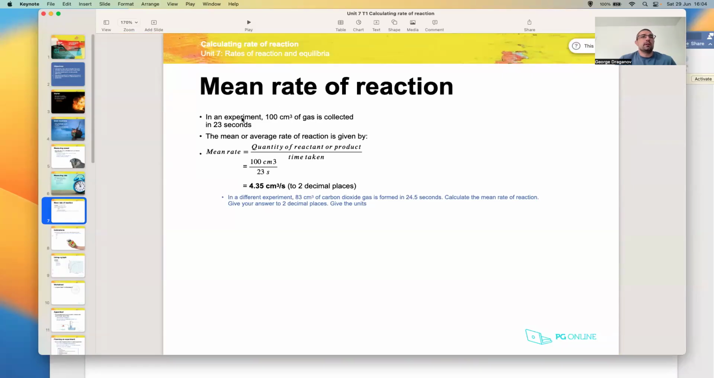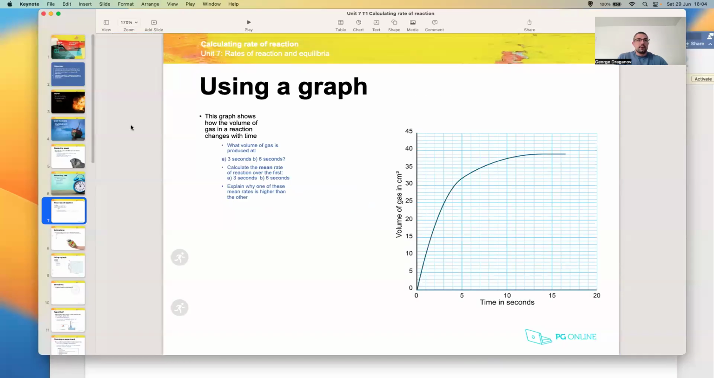Mean rate of reaction. In an experiment, 100 centimeters cubed of gas is collected in 23 seconds. Find the mean rate of reaction. All you do is you make sure time is your denominator, and you would do 100 divided by 23, which gives you 4.35 centimeters cubed per second. It always depends on what they've given you.